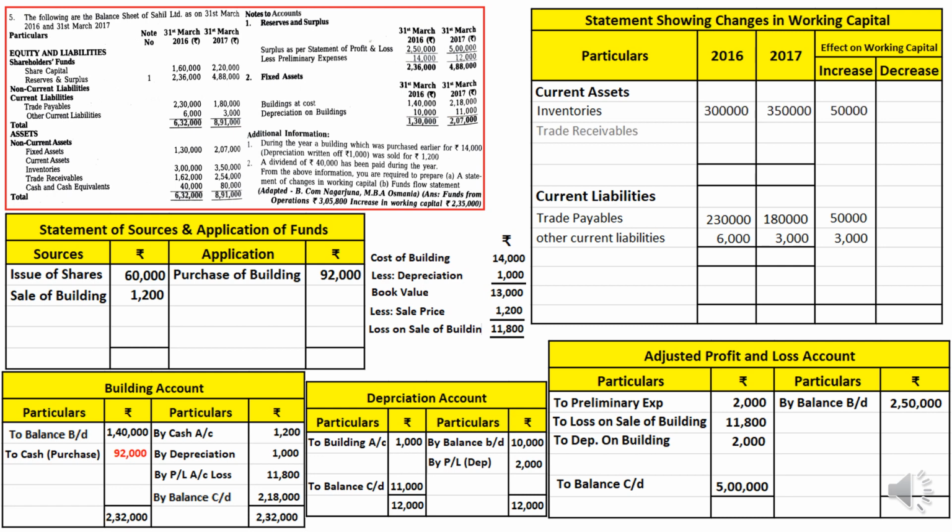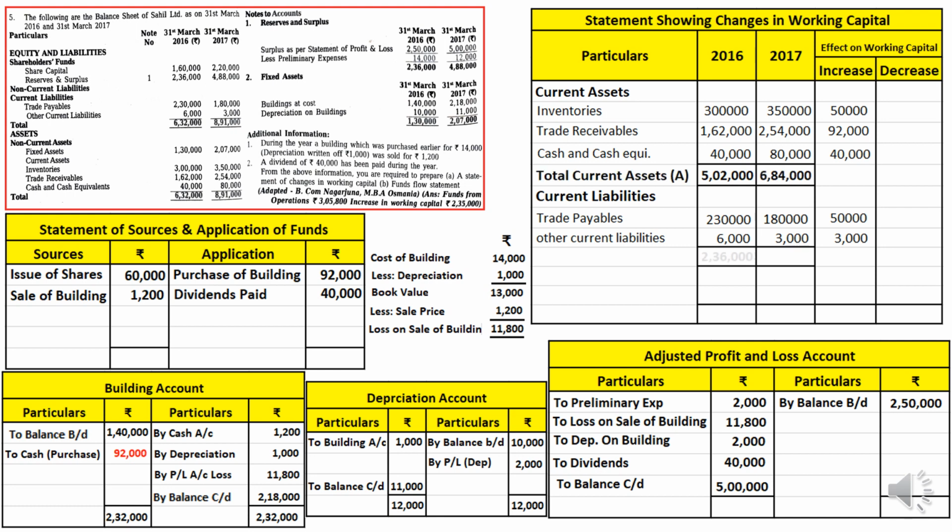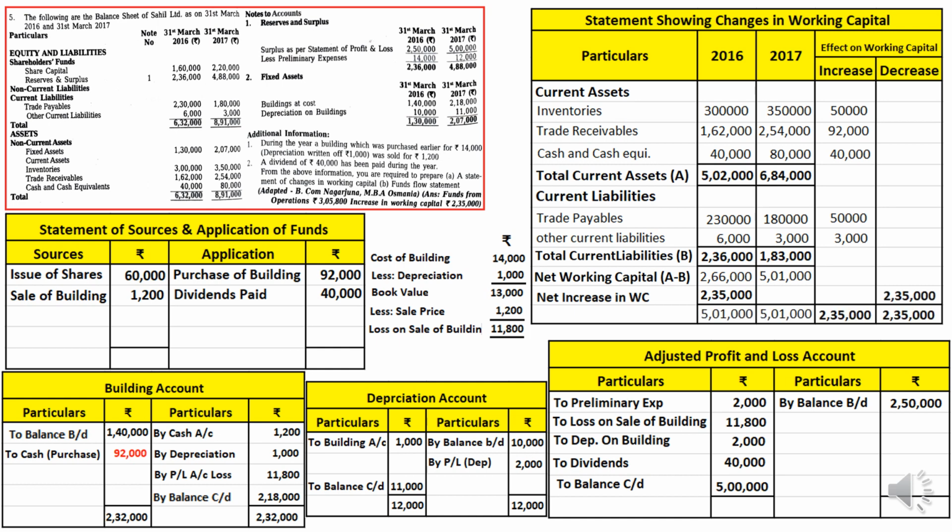Highest value 12,000, both the side we are writing 12,000 and we are getting balancing figure 2,000 on the credit side. So we write by P&L account depreciation 2,000. This depreciation will be written where? In adjusted P&L account. Depreciation on building, that is 2,000. So this is the precise way. Whenever you find this adjustment, right, you can simply do this problem in this manner. Clear? So once this is done, we have done with the core concept of the problem.